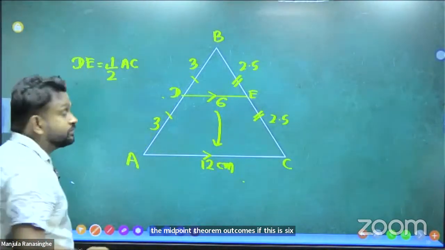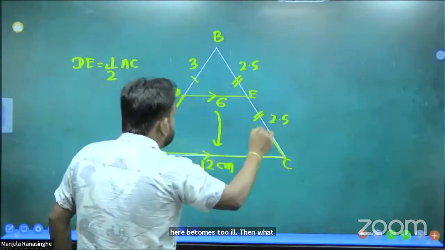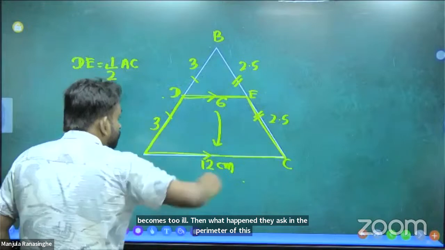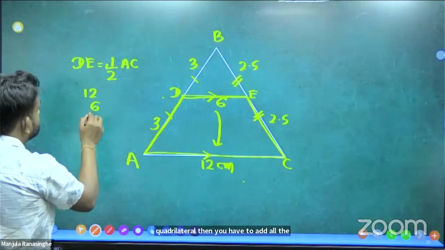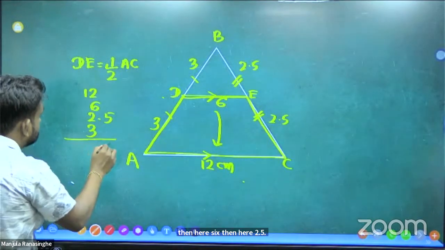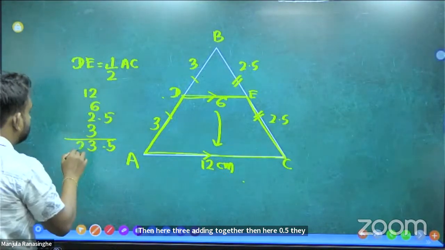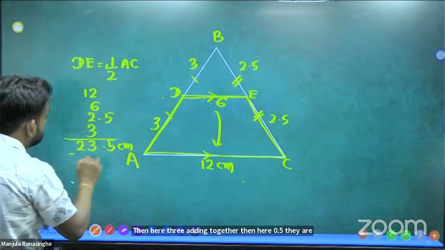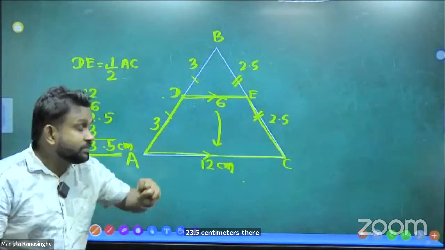Then what happened? They ask for the perimeter of this quadrilateral, then you have to add all the 4 dimensions here. What are the dimensions? 12, then here 6, then here 2.5, then here 3, adding together, then here 0.5, they are 23.5 centimeters there.